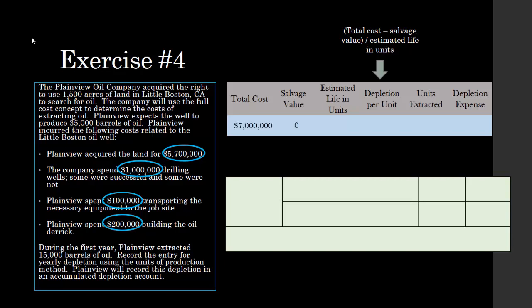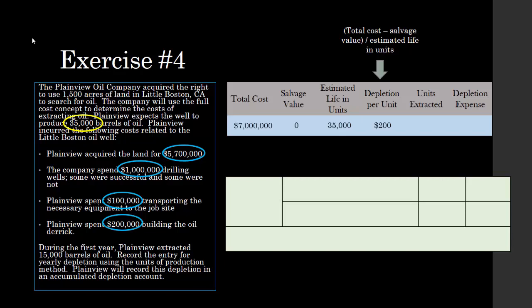The estimated life in units at the time that we got this well producing was 35,000. So to figure out our depletion per unit, we take our total cost minus our salvage value, our depreciable base, and we divide it by our estimated life in units, because depletion is essentially just units of production, which means that our depletion rate should be $200 per unit, or for every barrel of oil we pull out of this well, we're going to deplete it by $200.